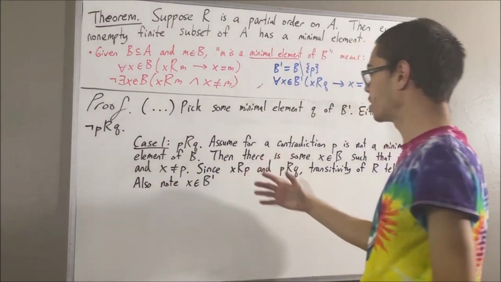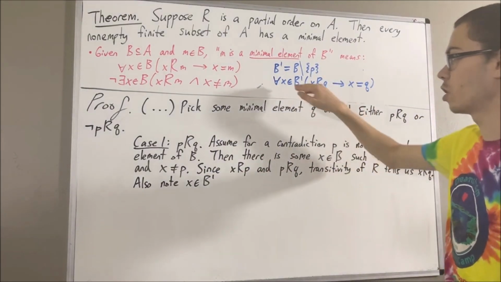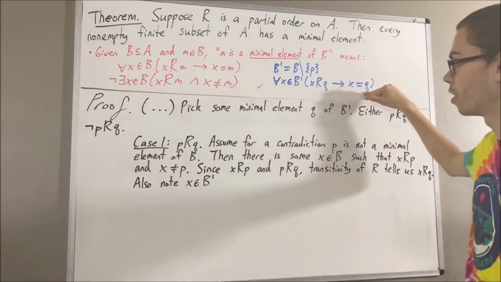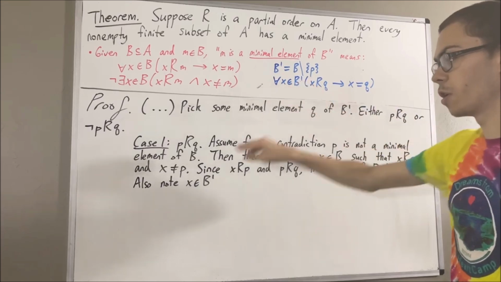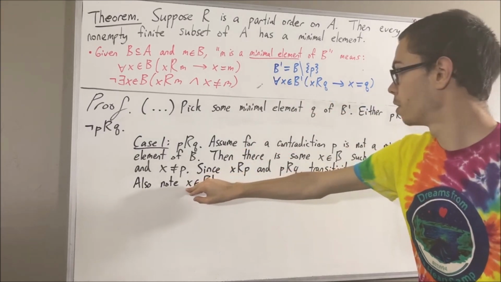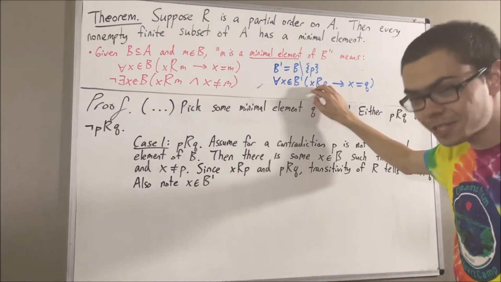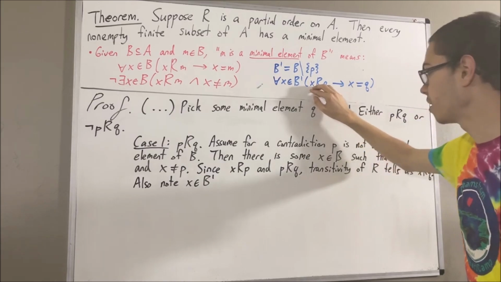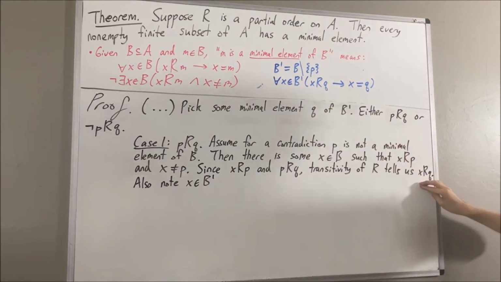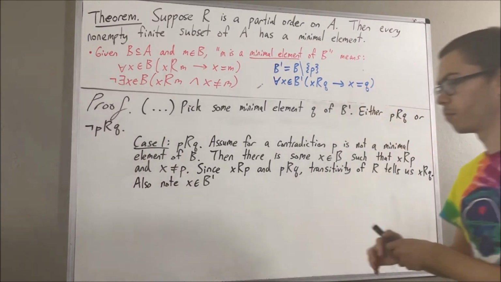And now, let's use the fact that Q is a minimal element of B prime. That means we know that this is true, right? And this statement works for every element in B prime. So it must work for the x we have in our proof. So, taking x to be the x we have here, we have if this is true, then this is true. Well, we know that this is true. That is what we have here. So we must have that this is true. So x is equal to Q.